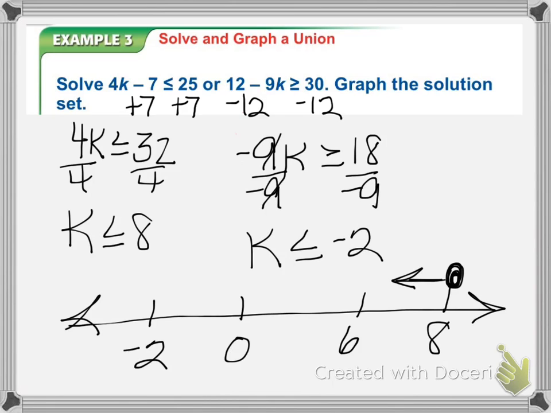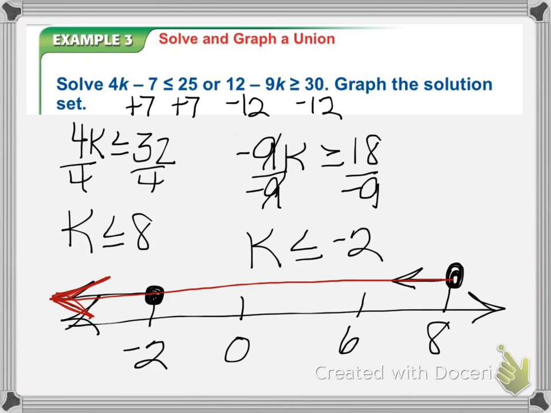Okay? Now move to the negative 2. You also have a closed dot at negative 2, and then you need numbers that are less than or equal to negative 2. So that's also going to go in this direction. So this is what we call a union because the graph goes in the same direction and overlaps the other boundary. Okay?